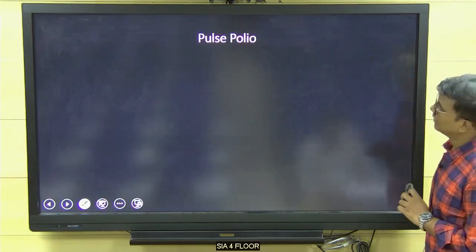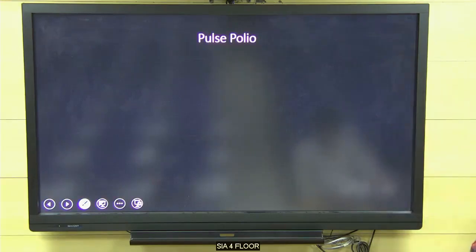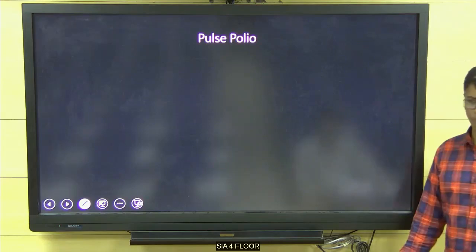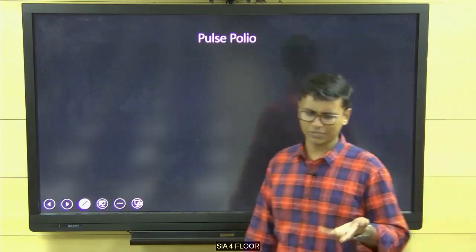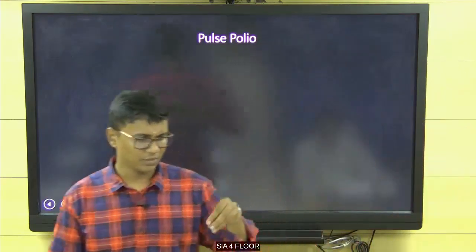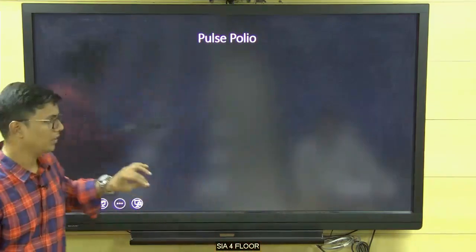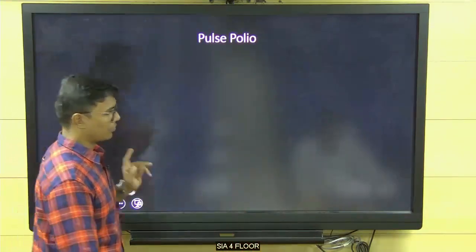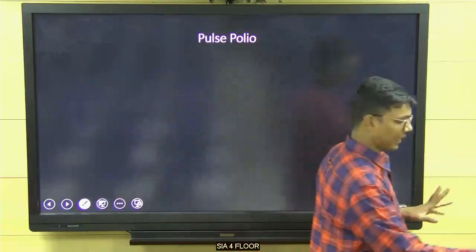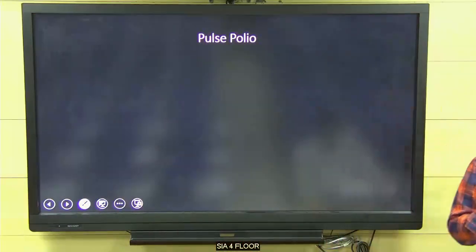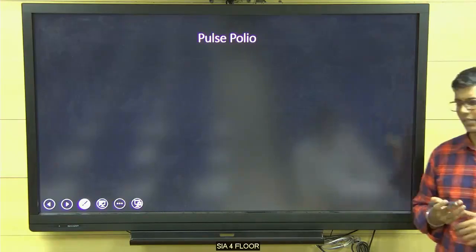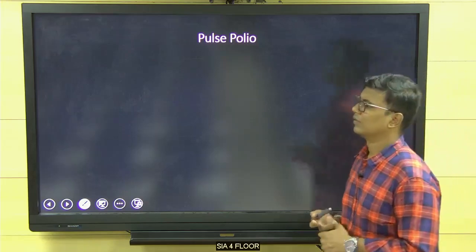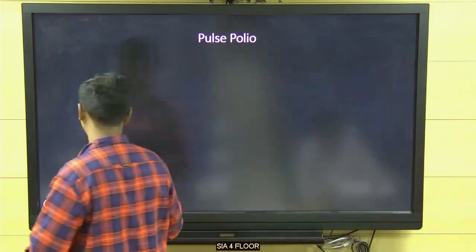Good. Next is pulse polio. This was in the news because 31st January was the first pulse polio drive of the decade. It was widely discussed where the President gave the first polio drops to the children. The first polio drive in this decade, the present decade, 2021. And more than 90% of the children who needed polio drops were covered.